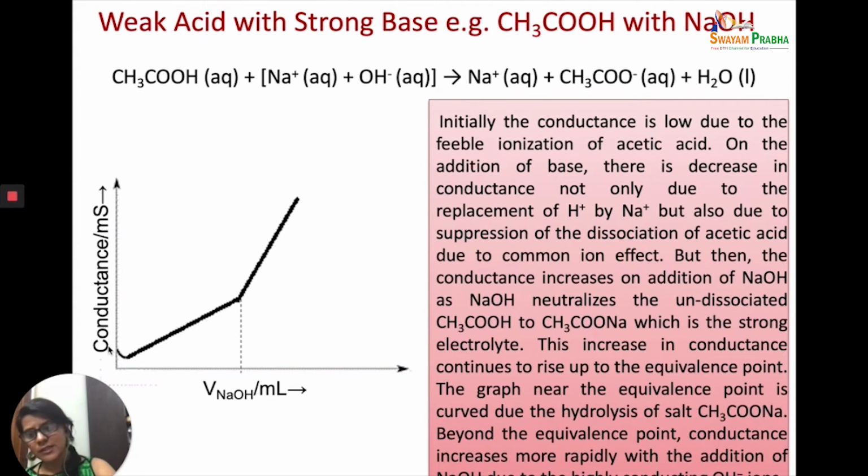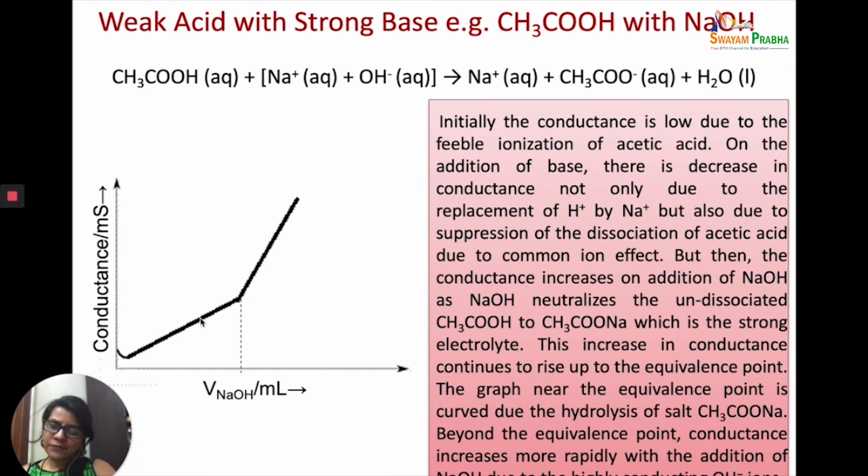So first, there is a dip because of the suppression of the ionization of acetic acid by the sodium acetate, which is getting formed in the solution. Then there is an increase due to the sodium acetate formed in the solution, which is a strong electrolyte. And then after the equivalence point, there is an increase due to the addition of NaOH, because NaOH contains OH minus, which is a highly mobile conducting ion. So you have a steep increase in the conductance value.